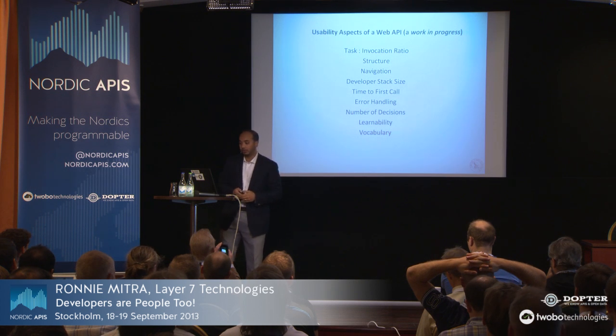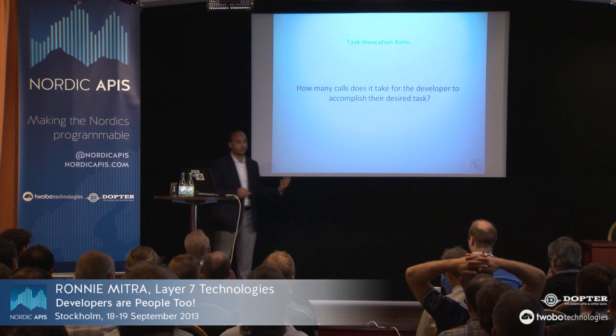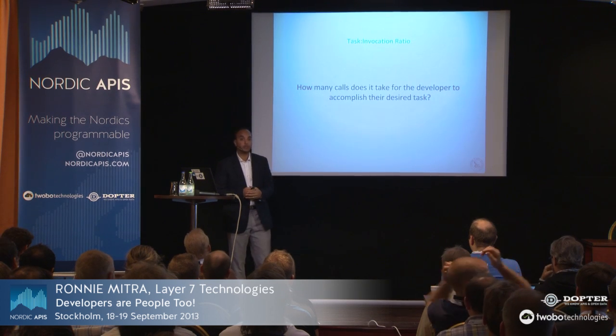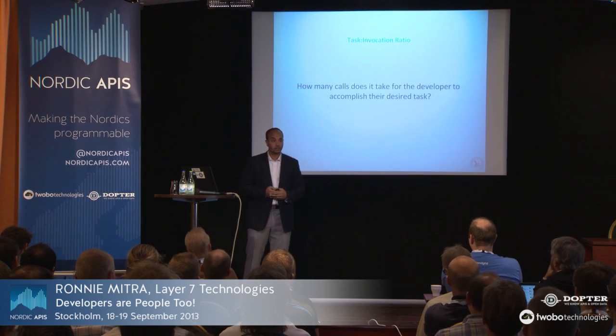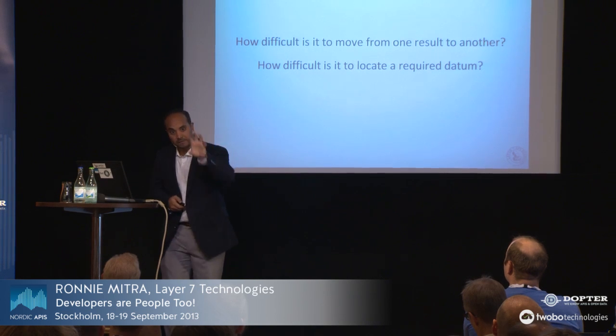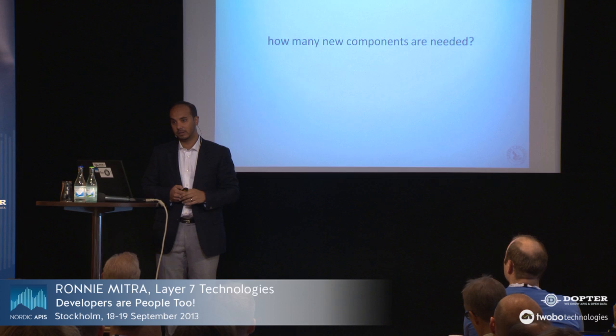And I'll quickly go through a few of these. You know, task invocation ratio. How many calls does a developer have to make to accomplish the task he's trying to achieve? What does the structure of your request and response look like? How deep do they have to go to get the data they want? How much noise is there? How much data is there that they don't need to accomplish their tasks? How easy is it for them to move between responses or to find the specific data they want?